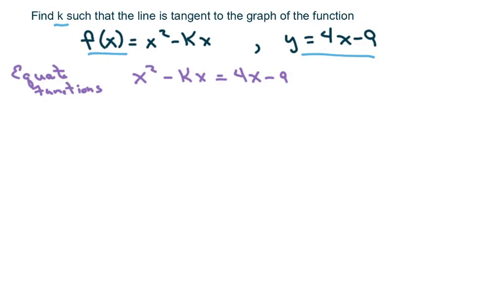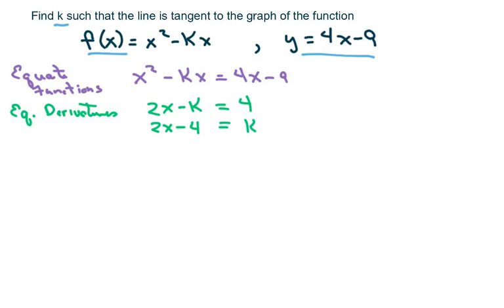Okay, the next step is equate the derivatives. On the left side you get 2x minus k, and on the right side you get just 4. Okay, let's solve for k. If I move it over here, k equals 2x minus 4. That would be your k, and then we have to find the actual k.